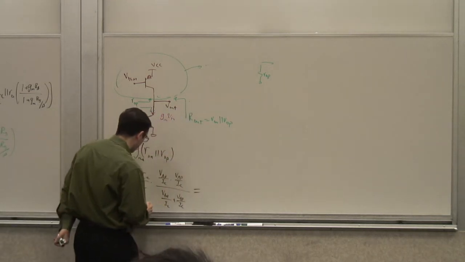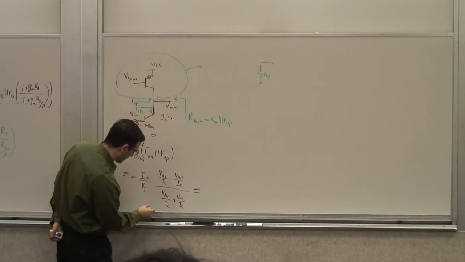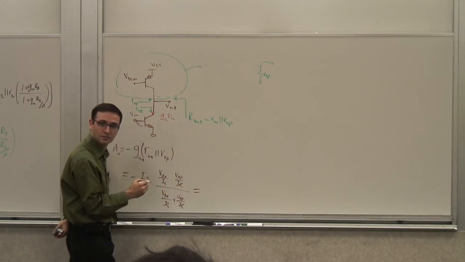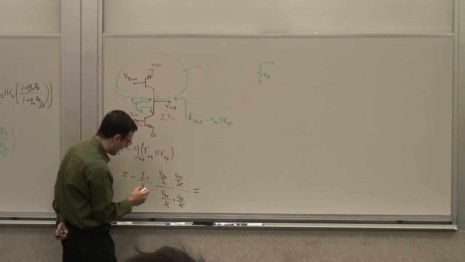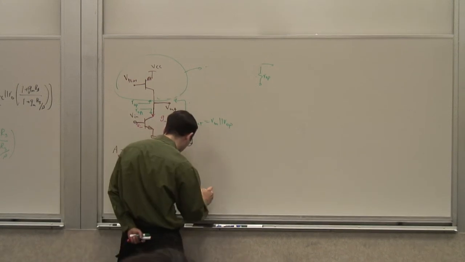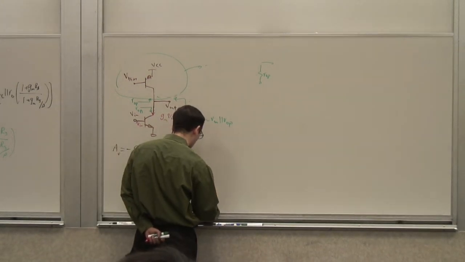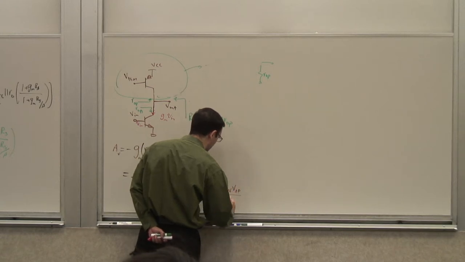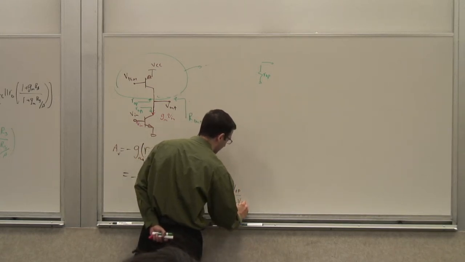In any case, now let's look at these ICs. These two ICs cancel one of these ICs in the sum. And then this IC cancels that IC. So it's actually interestingly independent of IC. It's 1 over VT times VAN VAP divided by VAN plus VAP.